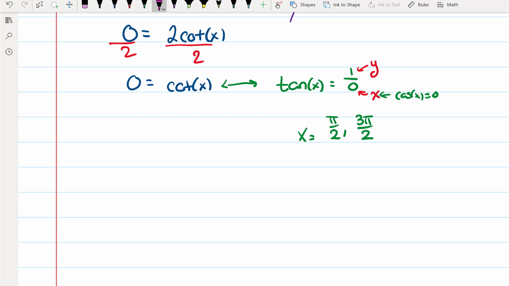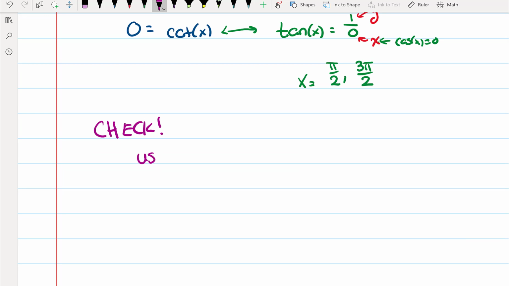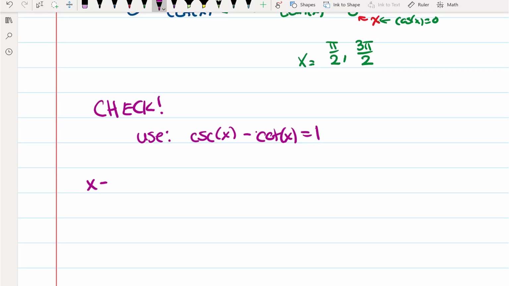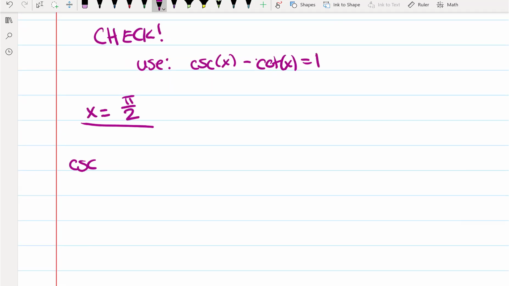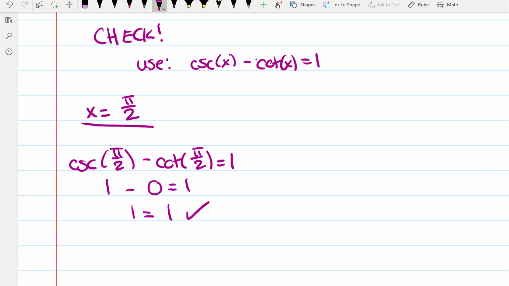Now before we're done, we do have to check. And we're going to go ahead and use the cosecant of x minus cotangent of x is equal to 1. So the first value I'm going to check is pi over 2. So we get cosecant of pi over 2 minus cotangent of pi over 2 is equal to 1. Cosecant of pi over 2 is 1. Cotangent of pi over 2 is 0. And you set that equal to 1. So you get 1 equals 1, and that's good.